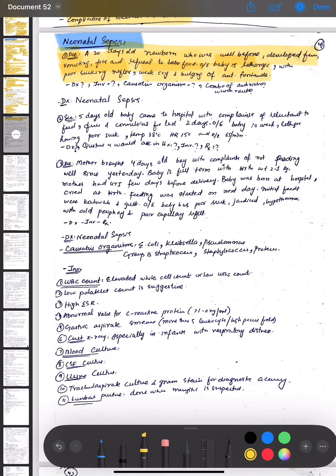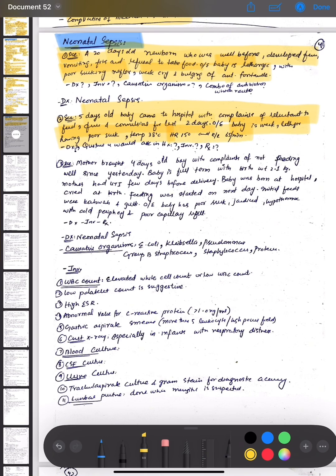Another scenario is that there is a 5-year-old baby who came to hospital with complaints of reluctance to feed, fever, and convulsions for the last 2 days. On examination, the baby is weak, lethargic, and having poor suction. Temperature is 38 degrees C, heart rate 150, and respiratory rate 65 per minute.